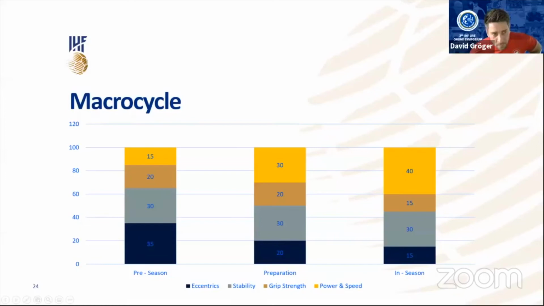So we see that power and speed should be emphasized in the late preparation or in the in-season, but be careful with that too. As I mentioned before, quality over quantity. It's not important that you do a high volume of throws and power and speed exercises. It's more important that you have good intensity and good quality.